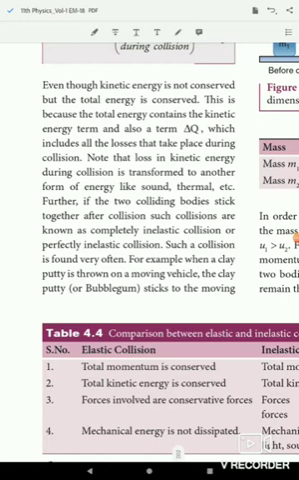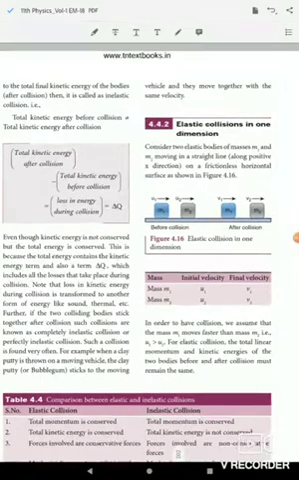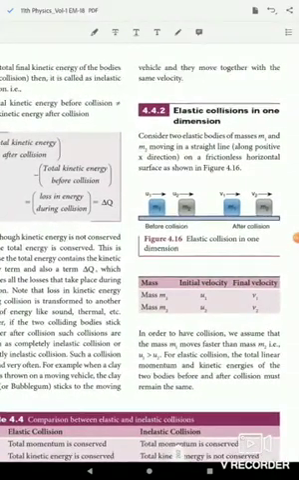Further, if the two colliding bodies stick together after collision, such collisions are known as completely inelastic collisions or perfectly inelastic collisions. Such a collision is found very often. For example, when a clay putty or bubble gum is thrown on a moving vehicle, it sticks to the moving vehicle and they move together with the same velocity. Okay, do you understand this one?